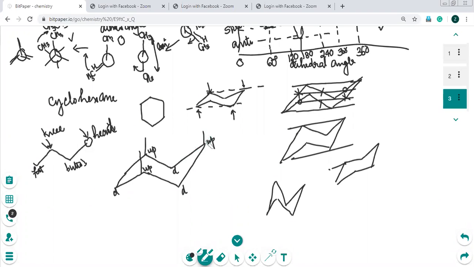Now, you can see here on the up carbon you have one up bond. This is the up bond, pointing up. And look here, on the down carbon you have the down bonds. These are the three down carbons on which these are the down bonds.